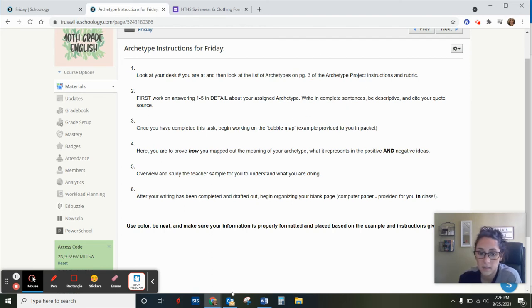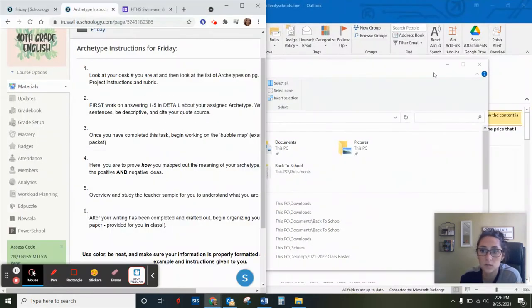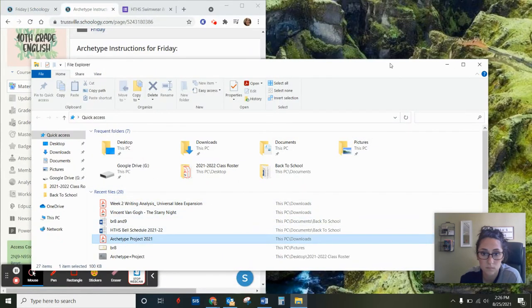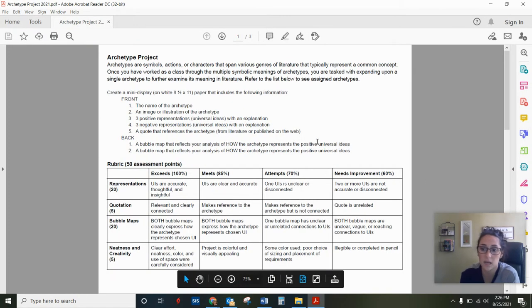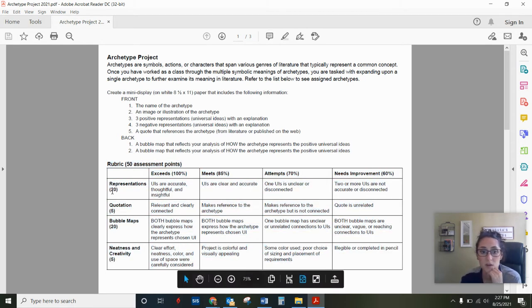Let me pull it up actually. On that assignment, it will show you what you need to do. Here, this is the archetype project. It's telling you, on the front, do this, on the back, do this. It's very, very broad instructions, I know, but you do have your grading rubric here: representation, quotation, bubble maps, neatness, and creativity.